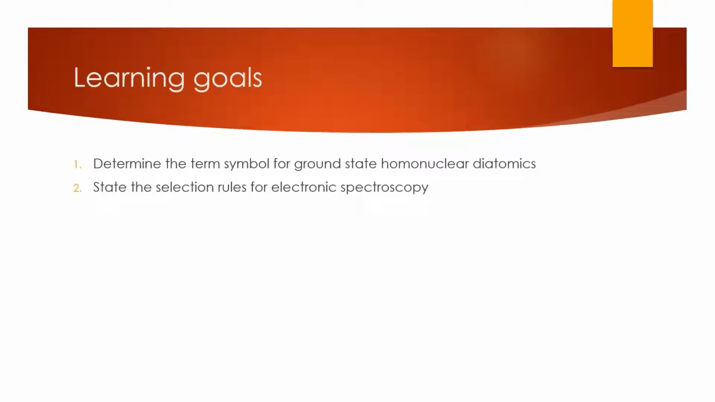The goals for today are going to be able to determine the term symbol for the ground state homonuclear diatomic molecules. This will be very similar to the way we developed term symbols before for atoms. And then we're going to want to be able to state these selection rules for electronic spectroscopy.